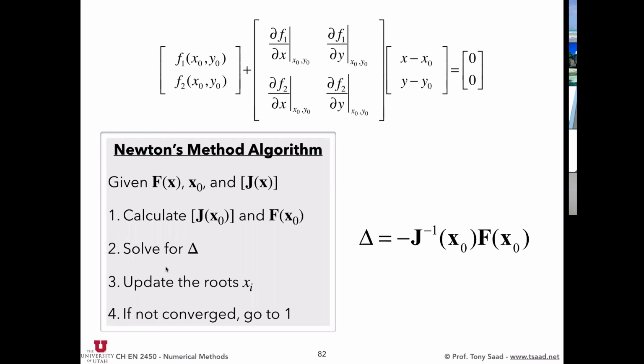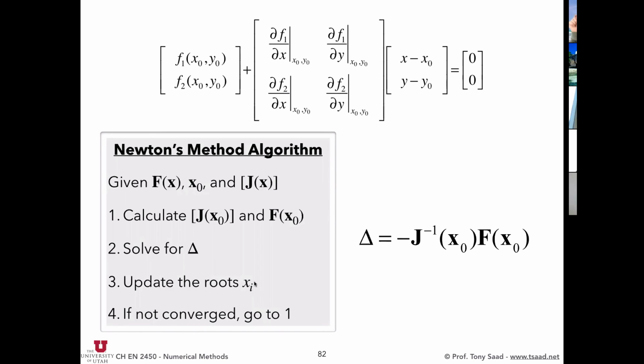Agreed? Okay, given those things, the next step would be to calculate your Jacobian at the initial guess, or at whatever value of the root you're at; in this case, you're starting with the initial guess. And you also evaluate f of x, the residuals at that x0. Then you solve for delta by solving this equation. Delta is minus the inverse of the Jacobian times f at x0. And then you update the roots. How do you update the roots? Remember, delta was x minus x0 and y minus y0, etc.